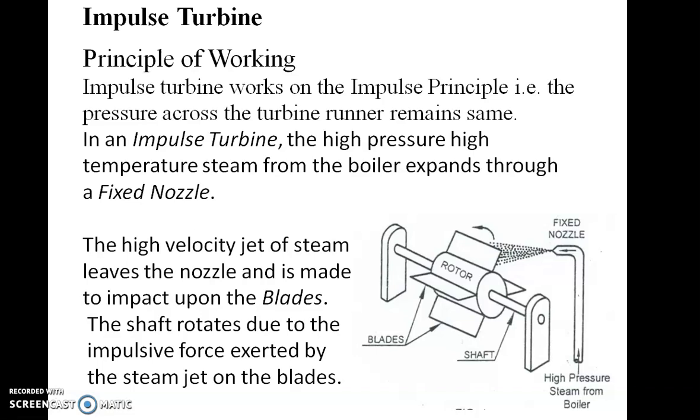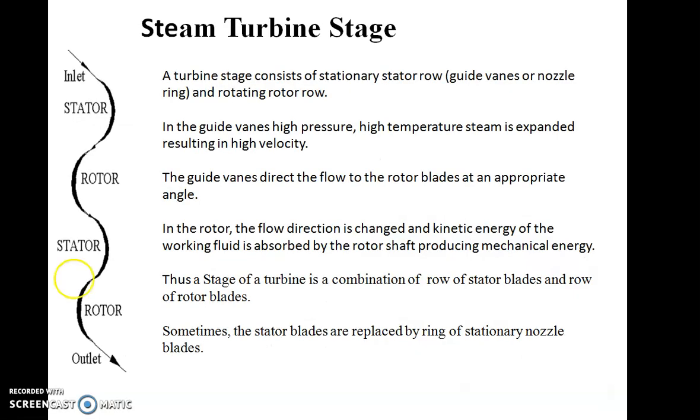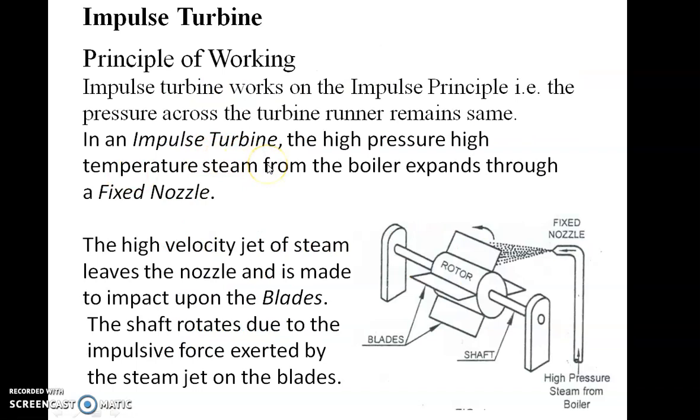The principle of working. Impulse turbine works on the simple impulse principle, that is nothing but the pressure across the turbine runner remains the same. We have seen the pressure does not change across the moving blades, or across the runner. In this case the moving part, which is a rotor, is also called a blade, a moving blade. Stator is called a fixed blade and rotor is called a moving blade. So across the moving blade there is no pressure change. So that is the impulse turbine.